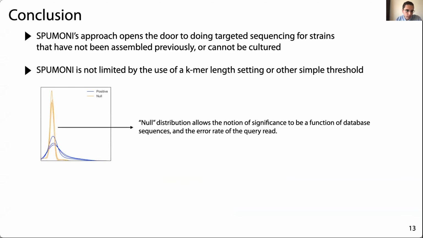And also an important point I wanted to highlight is that SPUMONI is not limited by the use of a k-mer length setting or a simple threshold over, for example, the length of a MEM. The reason for that is because using the null distribution allows our notion of significance to be a function of the database size and the database sequences, as well as the error rate. Because you can imagine with a large database, the length of the random match is going to be higher than with a smaller database. So it's important to have a function of significance that can adapt.